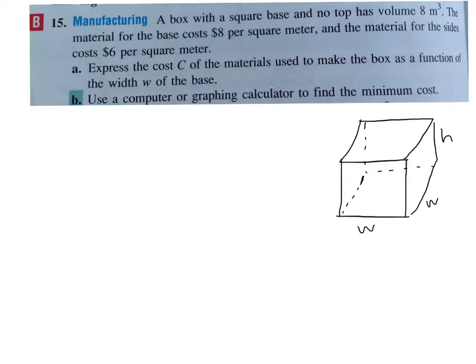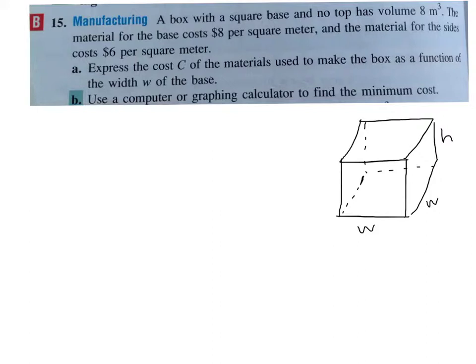Okay, we've got a problem here from the homework, forming functions from verbal descriptions of problems. These are sometimes called story problems or word problems. In this case, a manufacturer wants to produce boxes with a square base and no top with 8 cubic meters of volume at the lowest possible cost, given that the material for the bottom of the box costs $8 per square meter and the materials for the sides cost $6 per square meter.